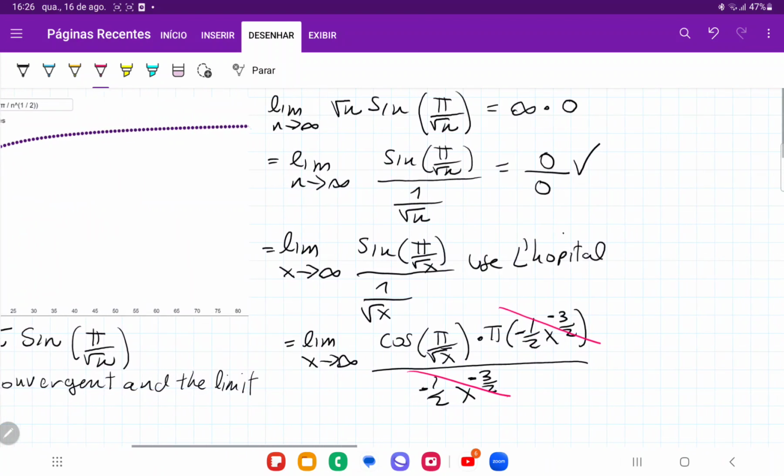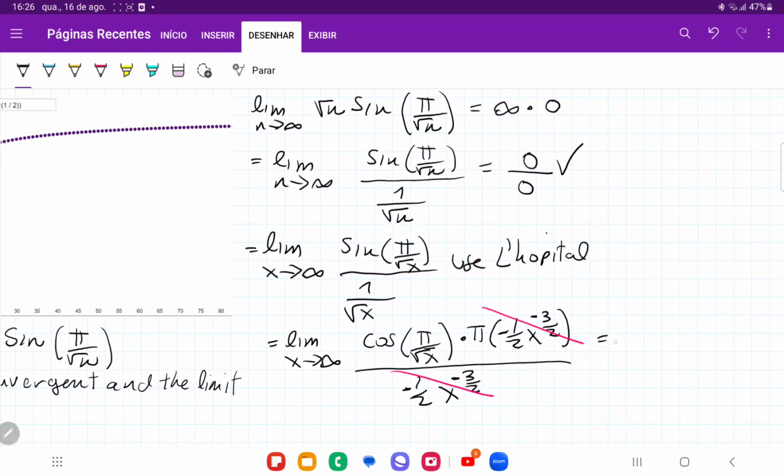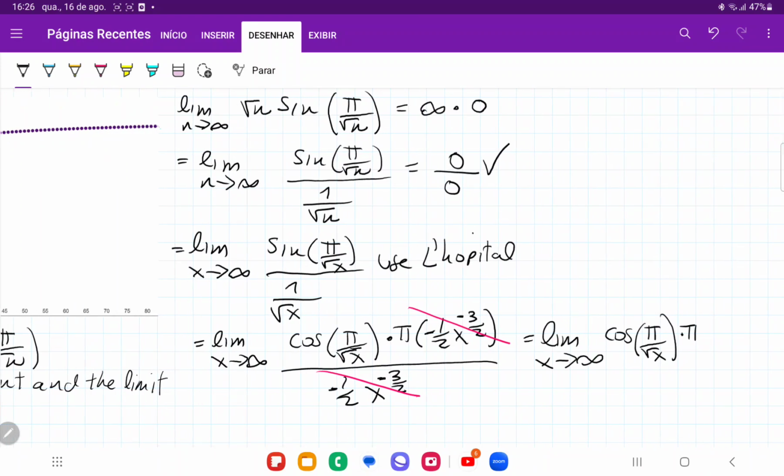So this is going to be the limit as x approaches infinity of cosine of pi over root x times pi. And so this limit over here is going to be cosine of pi divided by infinity. So pi divided by infinity is 0. So that's cosine of 0 times pi, right? Because pi doesn't depend on x.